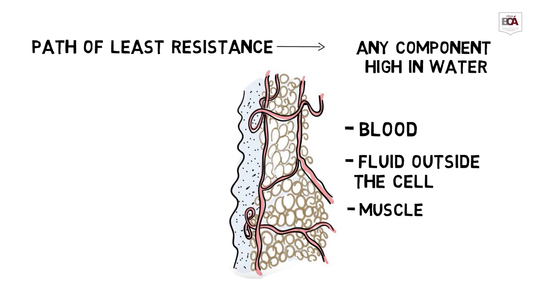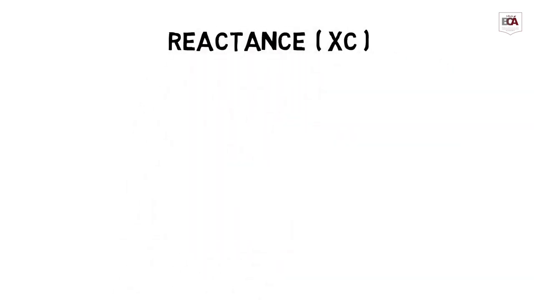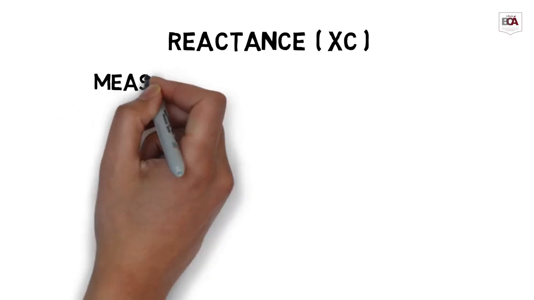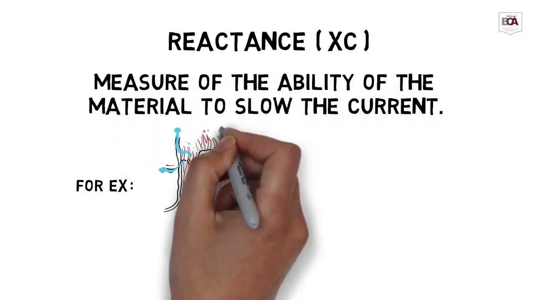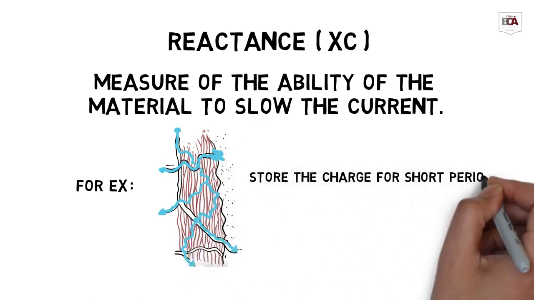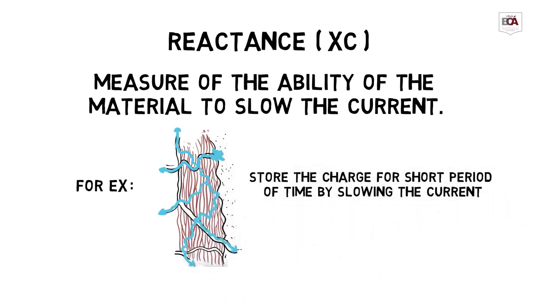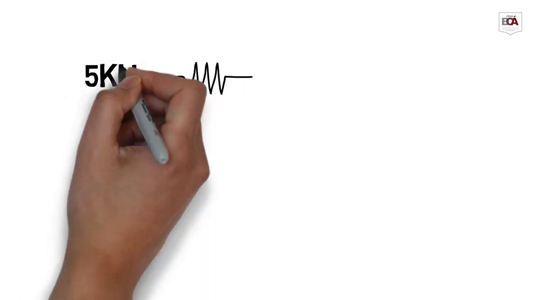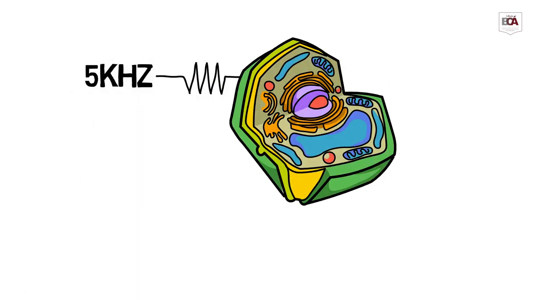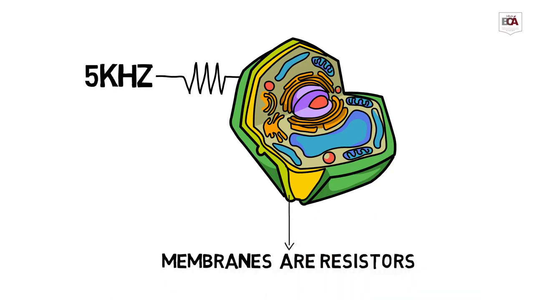and muscles. The other component of impedance is reactance, which is the measure of the material's ability to slow a current. For example, a cell membrane can store a charge for a short period of time. The cell membrane for this reason can act as a capacitor. A low frequency current of 5 kHz is stopped by cell membranes. At this point, the membranes are the resistors and no current is passed through them.